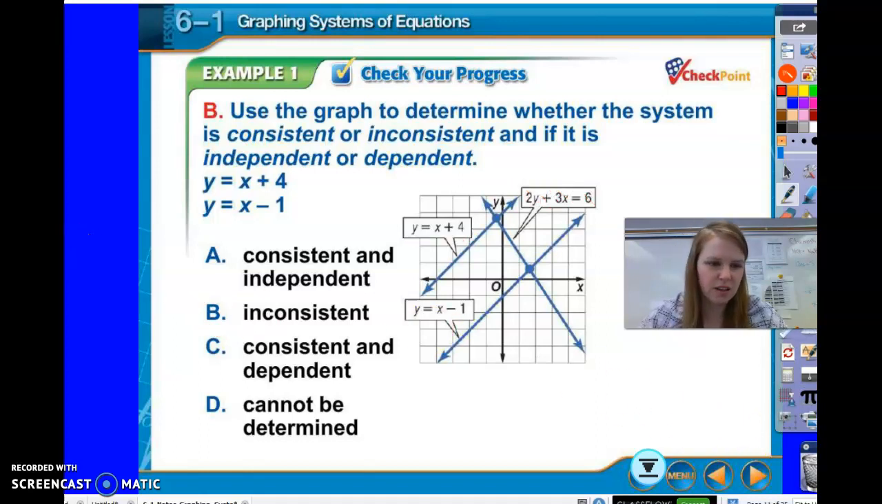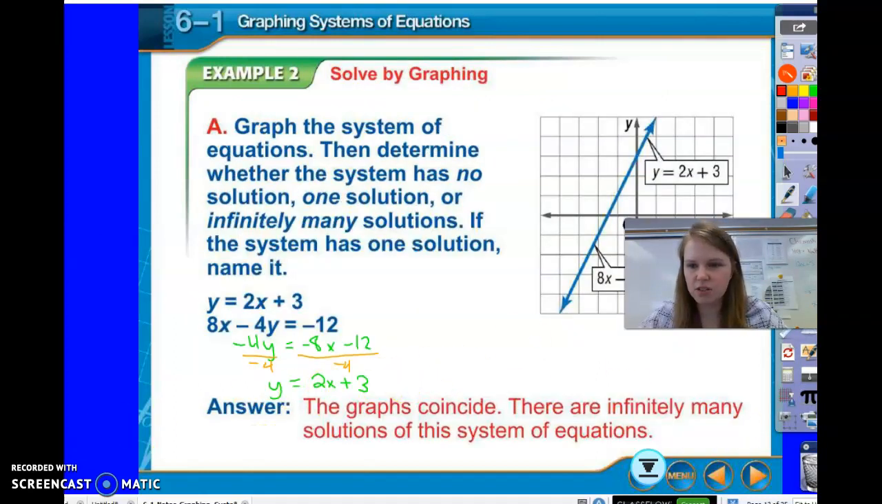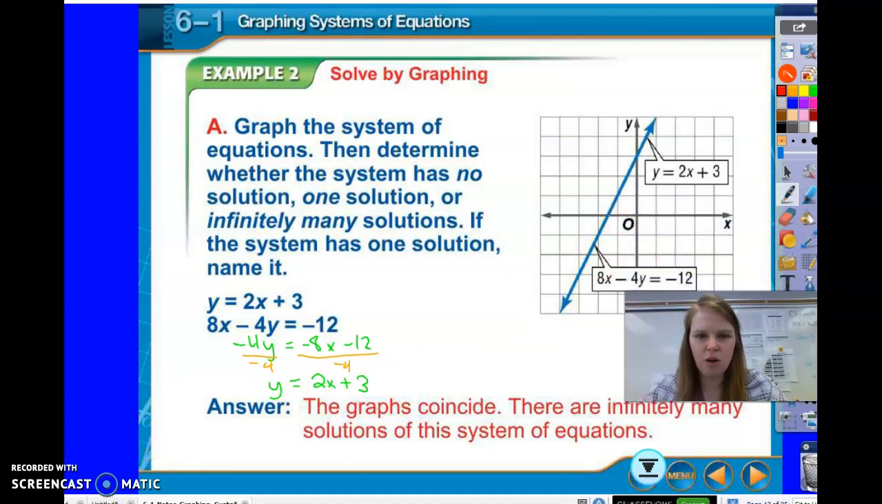I'm actually going to erase that because I want to keep this slide for next year. So let's look at this one here. This says graph the system of equations, then determine if it's the same. So we're really dealing with the same thing: no solution, one solution, or infinitely many. They're using a little bit different terminology, but no solution would be inconsistent. One or many would be consistent. So all we're doing is just labeling this.